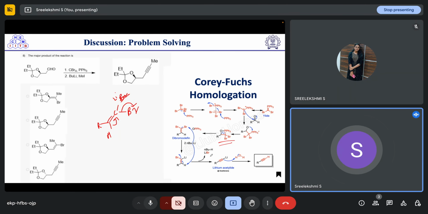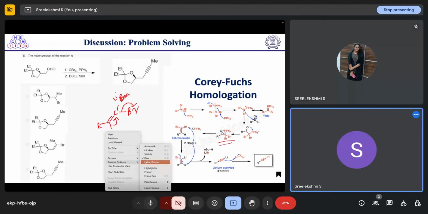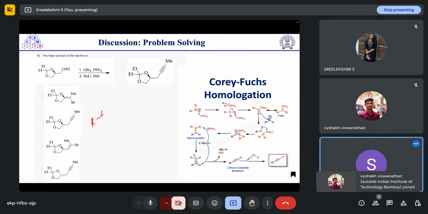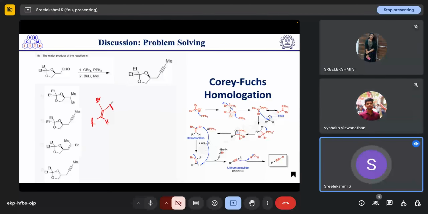So it will be leaving us LiBr, and we will be getting this lithium acetylide, which upon hydrolysis we will get the alkyne as the product. So here also the same thing is happening. Once this R, this proton over here, and here this double bond, and here we will be getting this Br, and here also this Br.